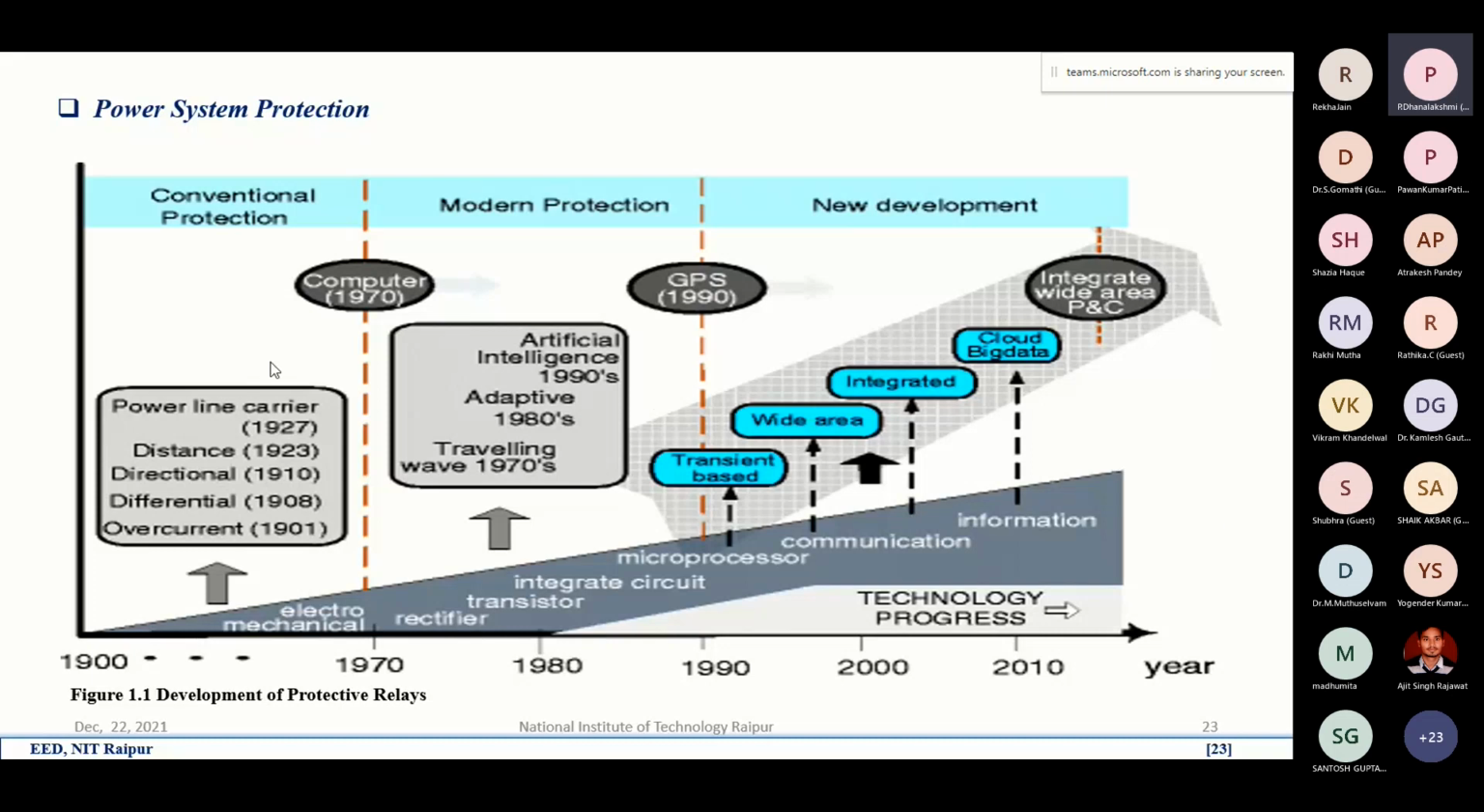With the advent of the computer in 1970, conventional protection schemes were employed. With the advent of GPS in 1990, protective schemes like adaptive, traveling wave based, and AI based schemes have evolved. And now, with integration of the wide area network using communication and information technology, the phasor measurement unit and intelligent electronic devices, all this has given a greater and broader aspect to the protection of the power system network.